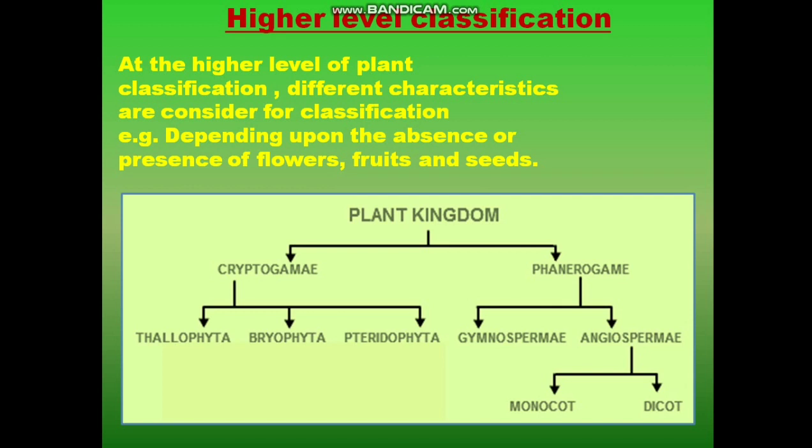Angiosperms are further classified as monocots and dicots depending upon the number of cotyledons in the seeds.